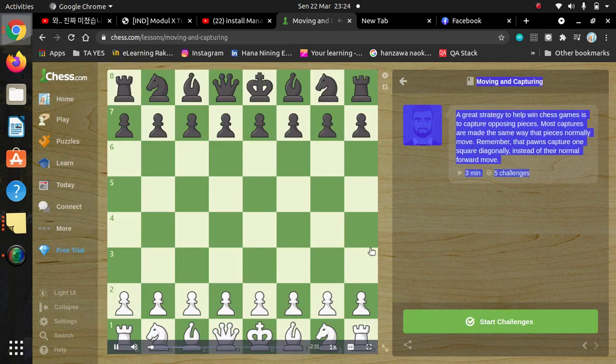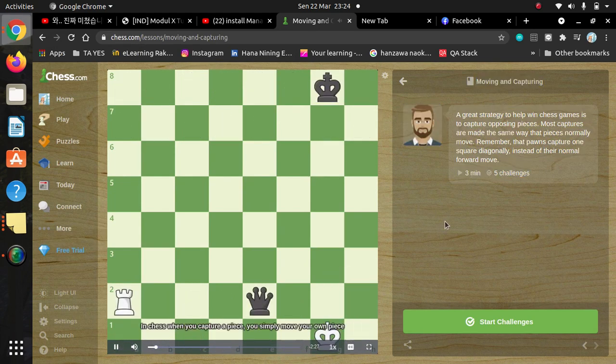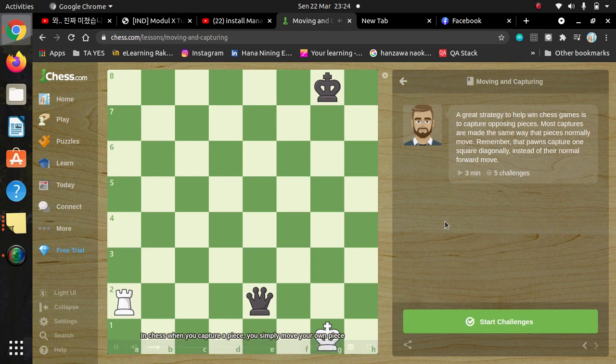The idea of capturing. Let's talk more about capturing. In chess, when you capture a piece, you simply move your own piece to the same square as your opponent's piece and replace their piece with your own. The captured piece is then removed from the board. You don't stop before the captured piece, you replace it entirely.